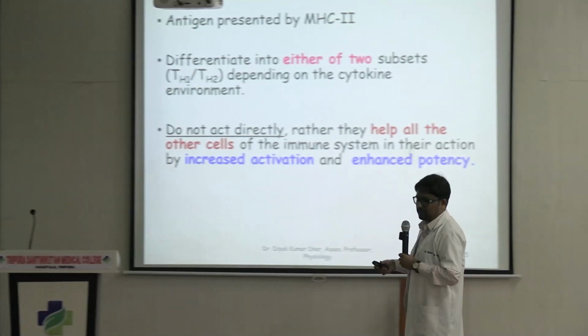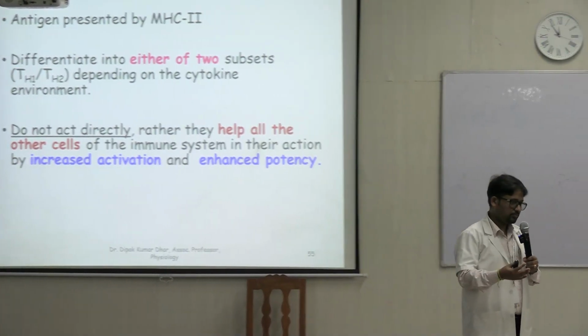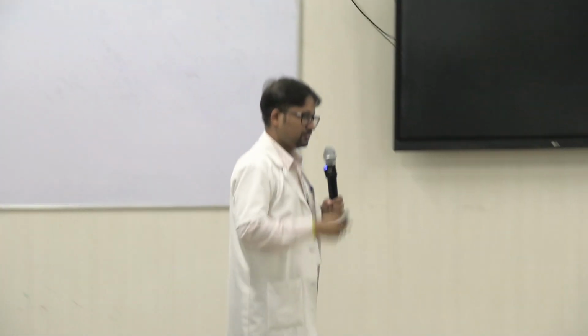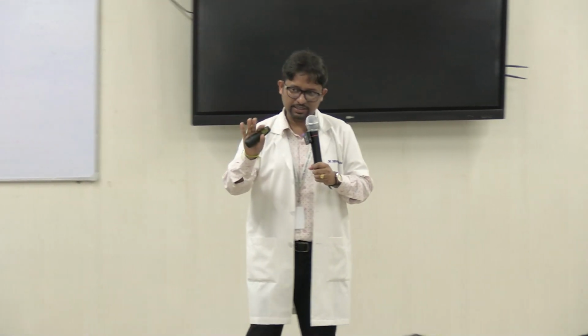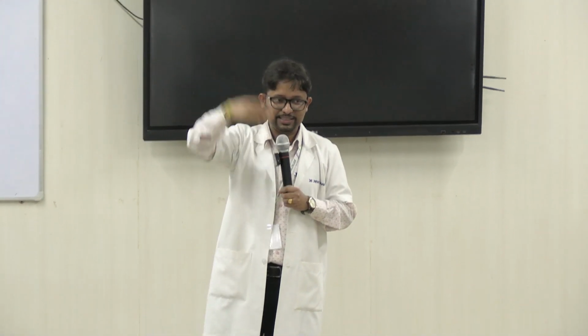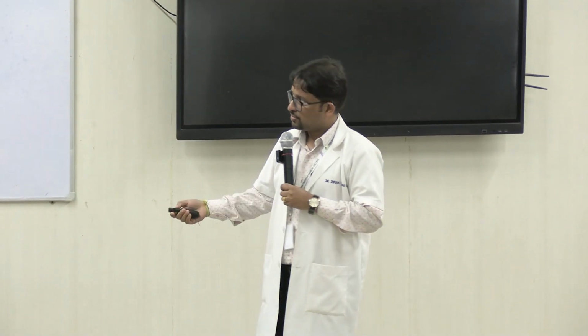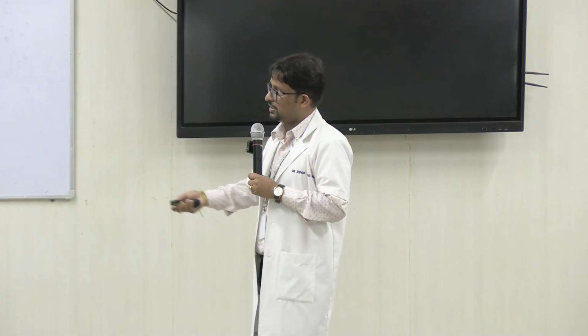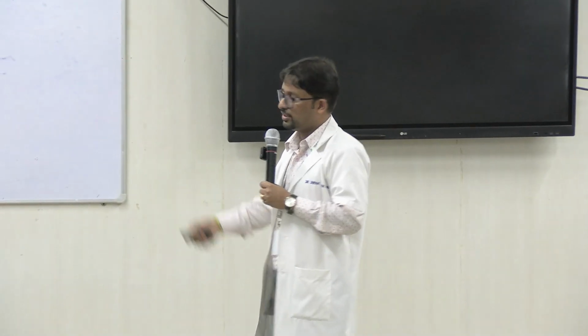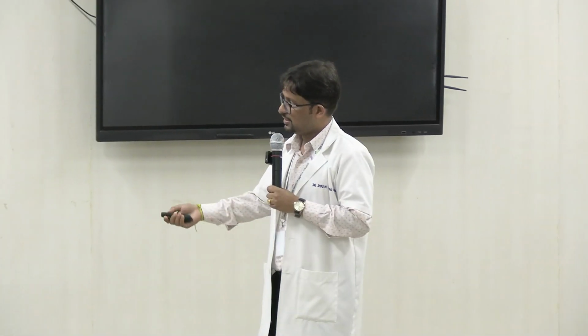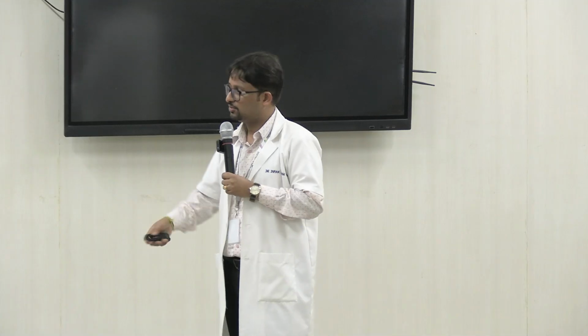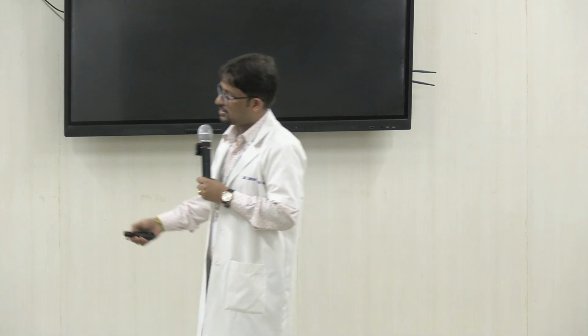Okay. Now, depending again on the organism, and on how it has come, whether through MHC1 or MHC2, the response is actually majorly decided at that level. So it will either differentiate into TH1 helper cell or TH2, and for each of these, cytokine environments are different. And as I just said, they do not act directly, they enhance the activity of either the cytotoxic response or the humoral response. So look at this diagram.